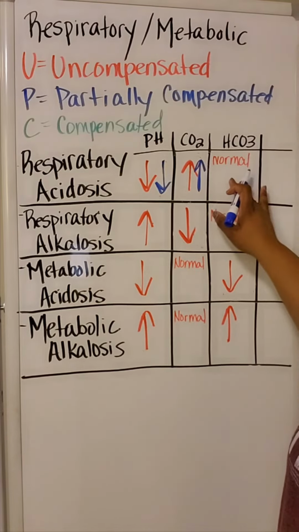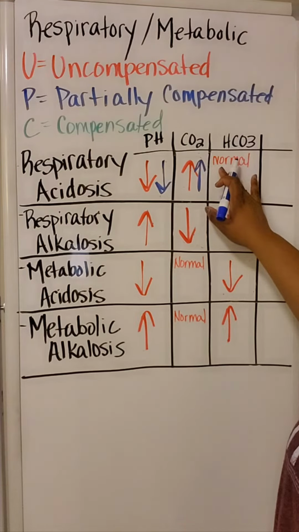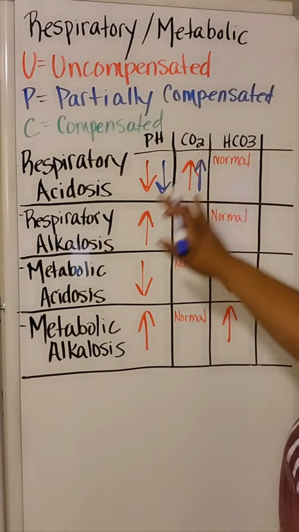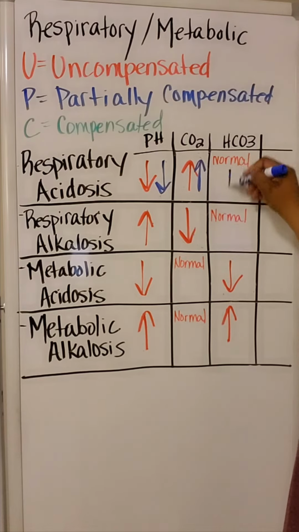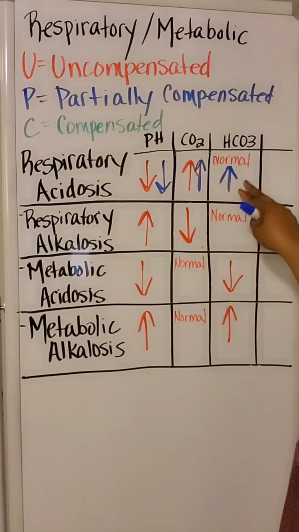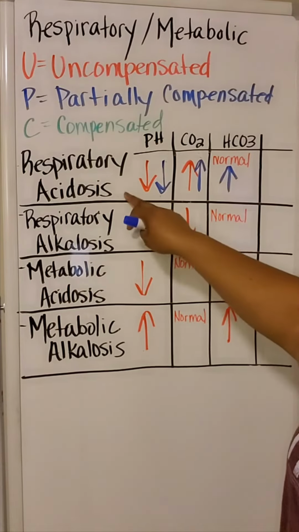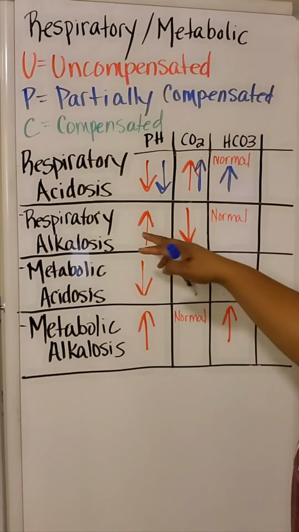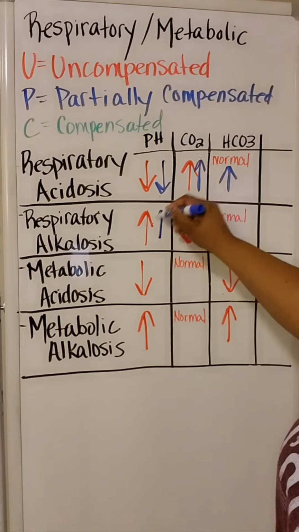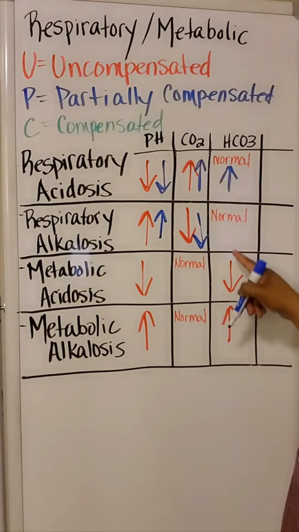The compensation is now coming from the kidneys because now instead of this being a normal value, in order to compensate for this acidotic state, you're going to notice that you have an elevated HCO3 level. It makes sense when we know that this is a bicarbonate and we know that this will help buffer this acidosis.